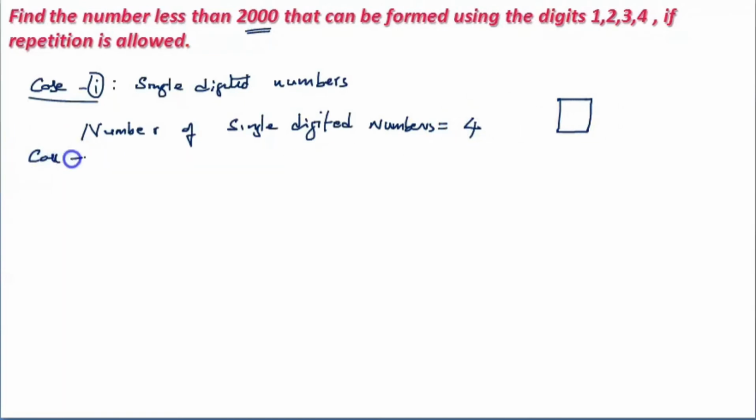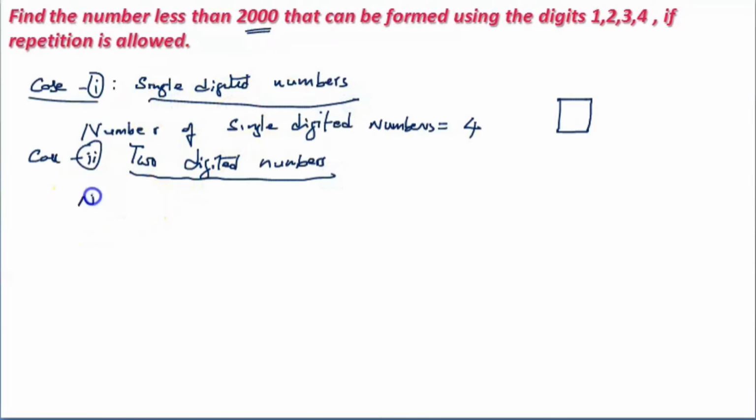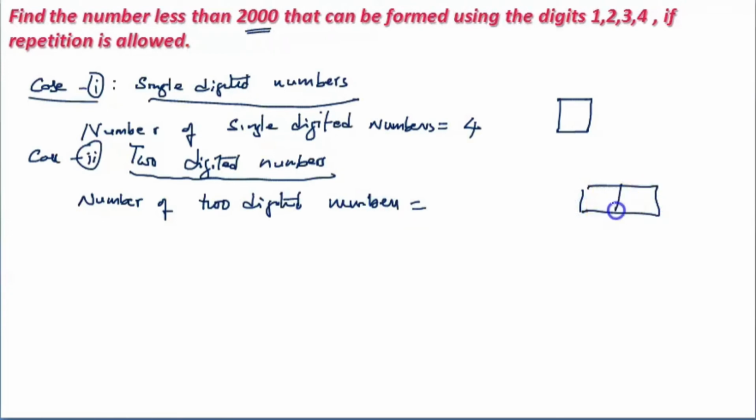Next, case 2: two-digit numbers. Single digit numbers are less than this. What is the number of two-digit numbers? Look here, there are two places. Since repetition is allowed and no zeros are there, each place can be done in 4 ways. So 4 square ways.